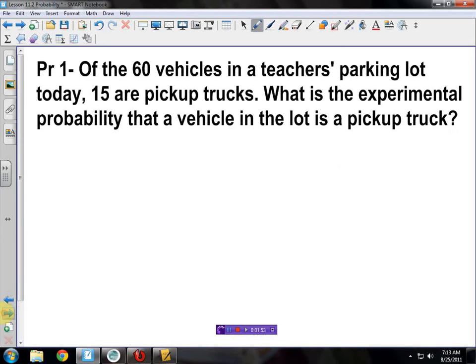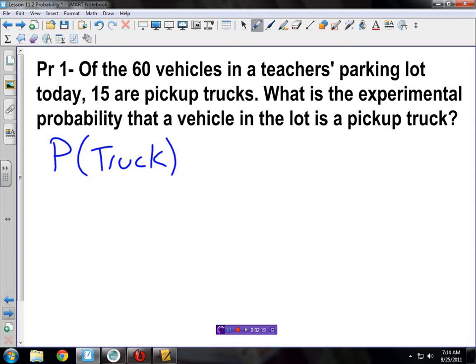So first thing we're going to do is talk about that. We have problem 1 in your books. We have 60 vehicles in the teacher's parking lot. 15 of them are pickup trucks. We want to know what's the experimental probability that a vehicle in the lot is a pickup truck? So first thing I'm going to write is the probability of a truck, so everybody knows what we're trying to find here.